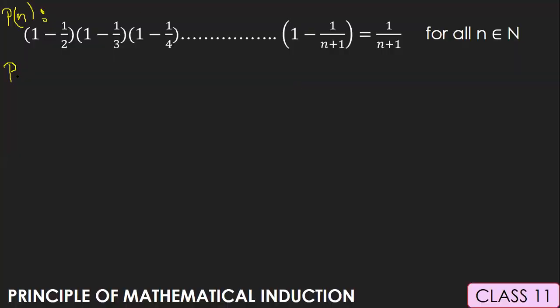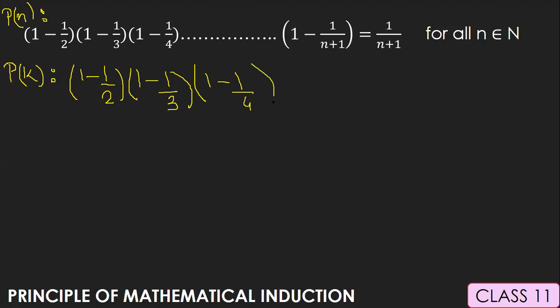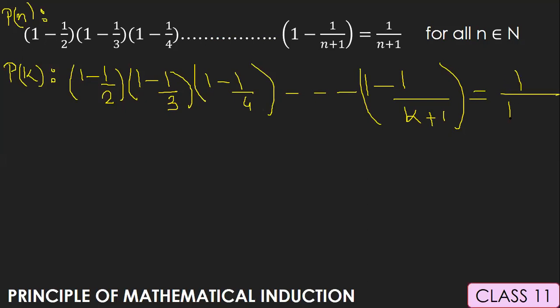Now let us assume that it is true for n is equal to k. So Pk would be 1 minus 1 upon 2 into 1 minus 1 upon 3 into 1 minus 1 upon 4 and so on till 1 minus 1 upon k plus 1 equal to 1 upon k plus 1, right? Now let us check for n is equal to k plus 1 if it is true or not.